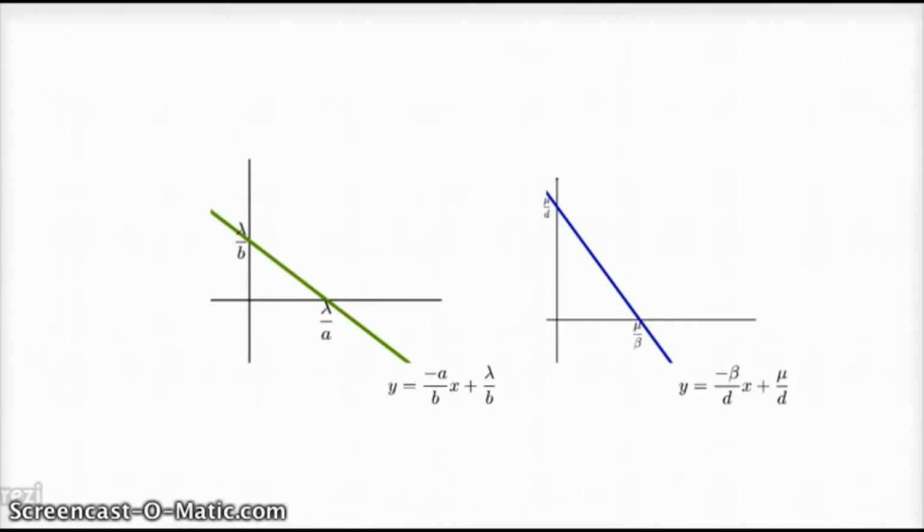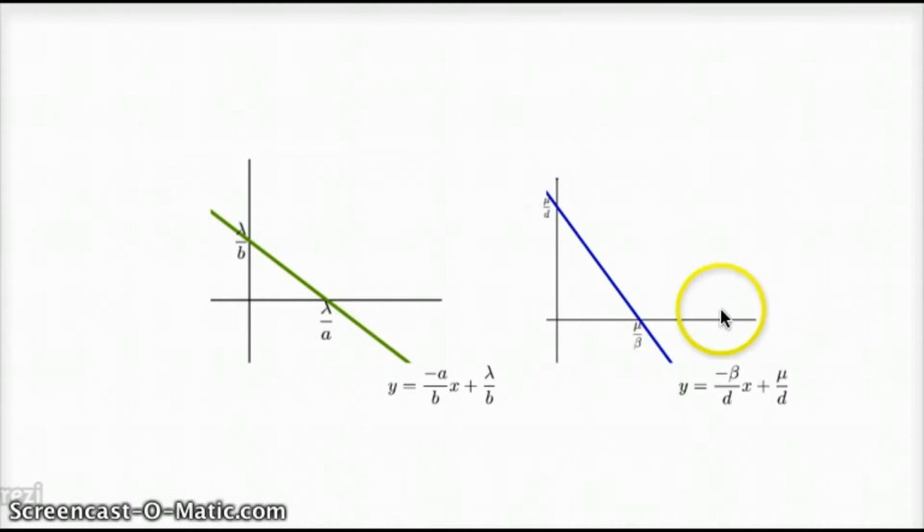In fact, we had two lines, both of which have negative slope, and both of these lines have a positive intercept with the vertical axis. Let's take a look at this graphical representation of a line that has this equation. Clearly the intercept with the vertical axis is at lambda over b, and another thing we point out in this sketch is that the intercept with the horizontal axis happens at lambda over a.